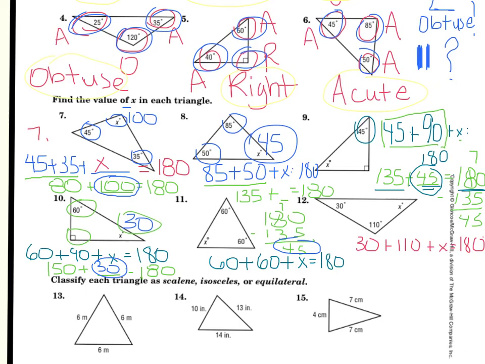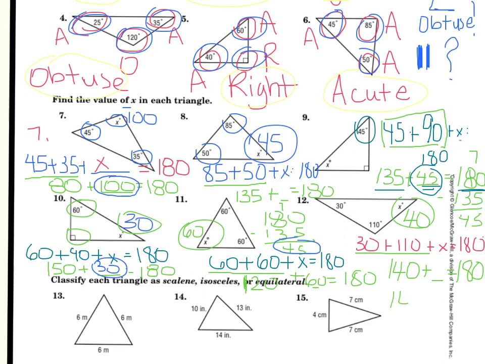And then number 11, 60 plus 60 is 120. 120 plus what is 180? 120 plus 60 is 180. So that missing measurement is 60. Last one over here, 30 plus 110, that's 140. 140 plus something equals 180. What would that be? 40. 140 plus 40 is equal to 180.